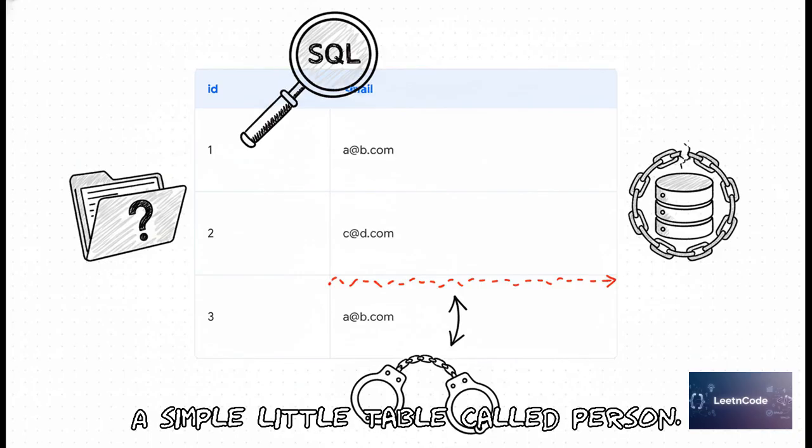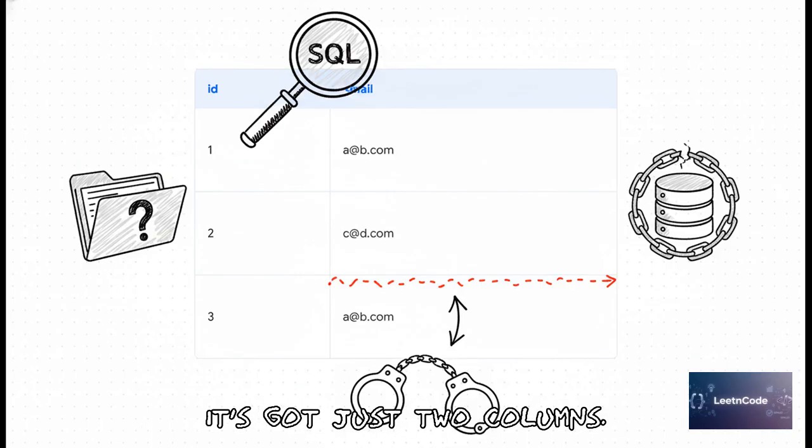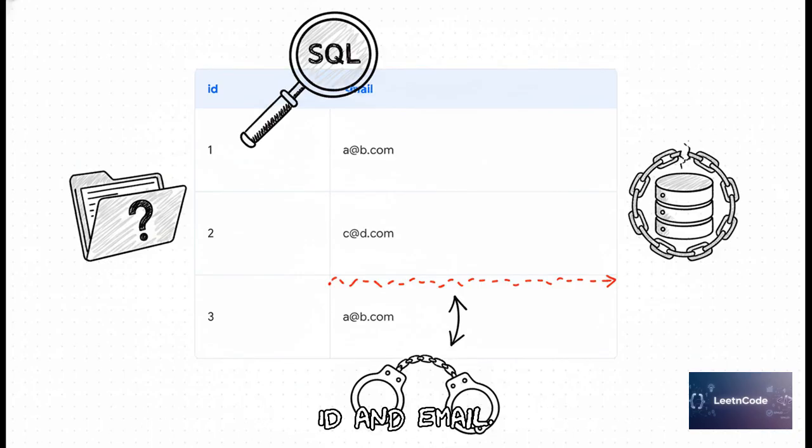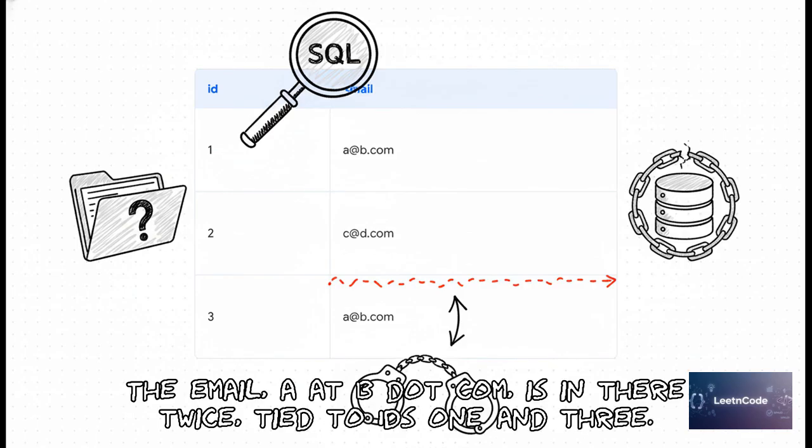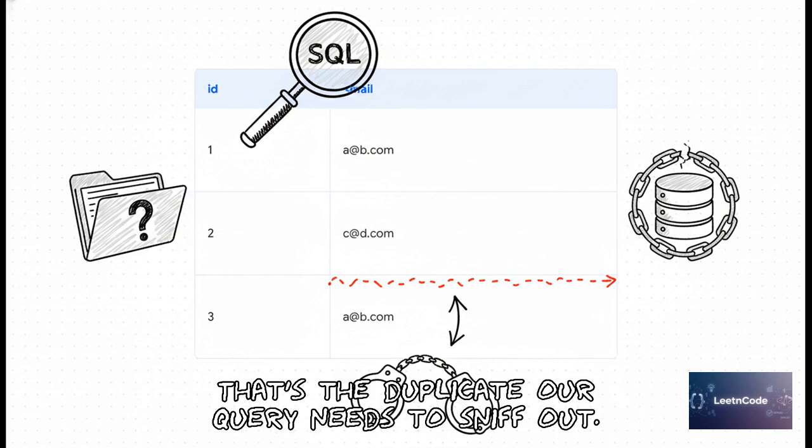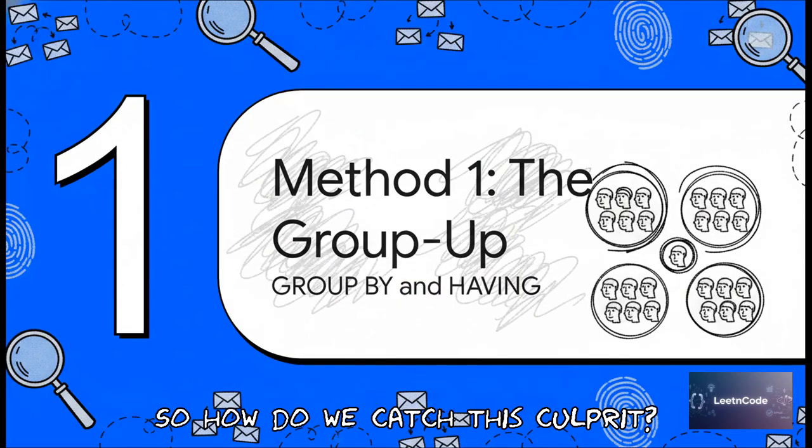Here's our evidence, a simple little table called person. It's got just two columns, ID and email. Now, take a close look. You see it, right? The email, a@b.com, is in there twice, tied to IDs 1 and 3. That, my friends, is our target. That's the duplicate our query needs to sniff out. So how do we catch this culprit?